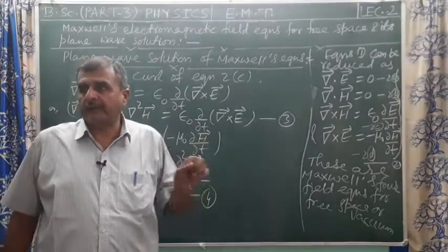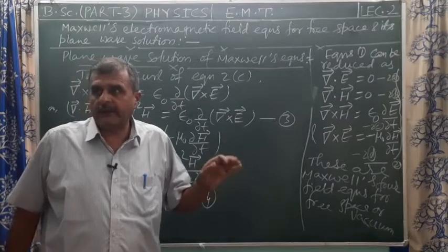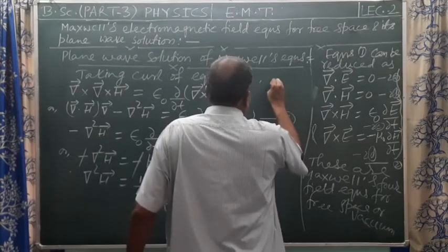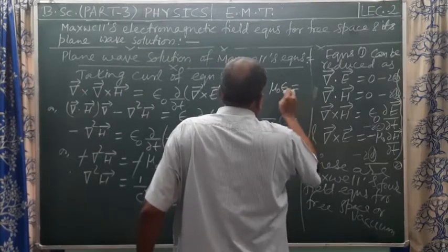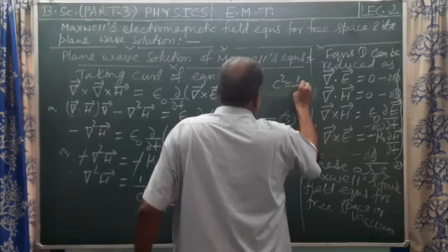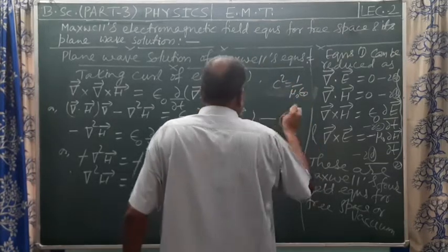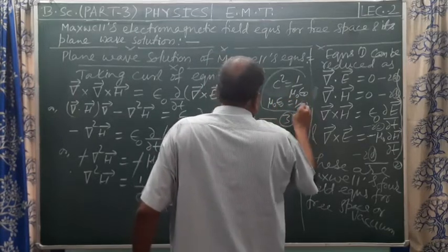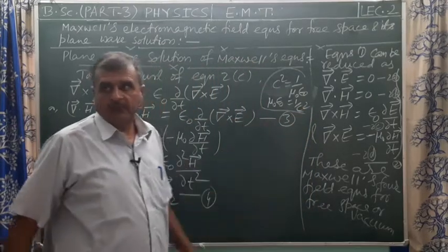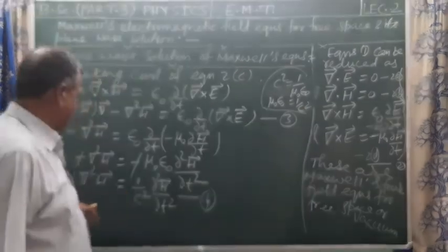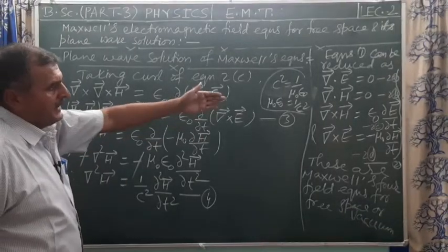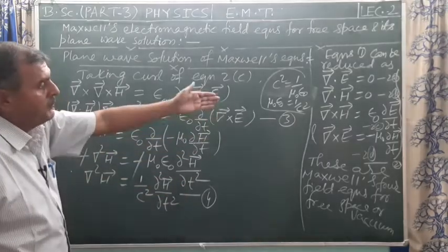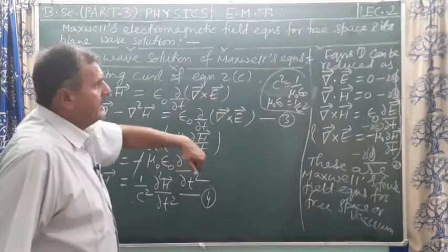So we can obtain the similar equation as del square E upon del T square. Here we have used mu naught epsilon naught equal to 1 upon c square, where c is the speed of light in vacuum, and c square is equal to 1 upon mu naught epsilon naught. So we used that. Now for the electric field we can obtain a similar equation as we have obtained in equation 4 by taking curl of both sides of equation 2D.